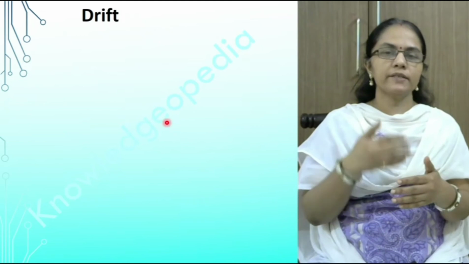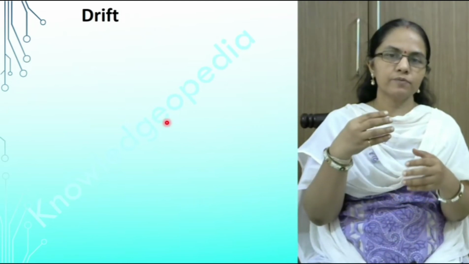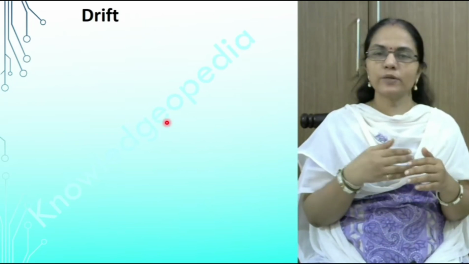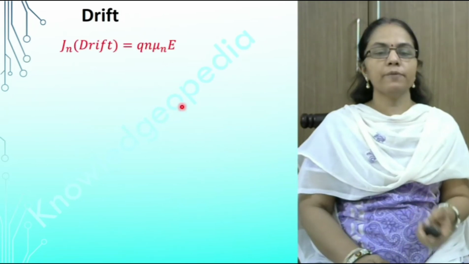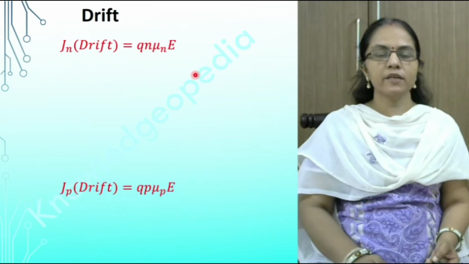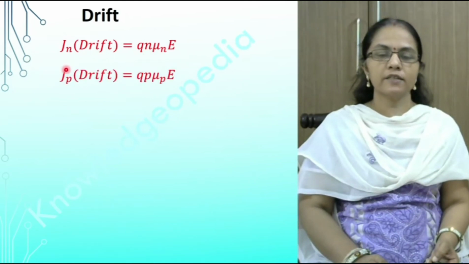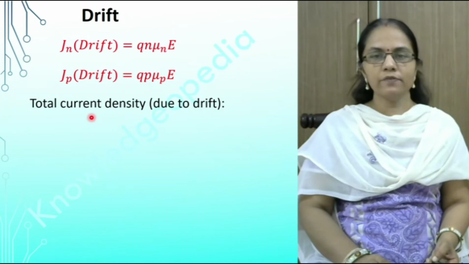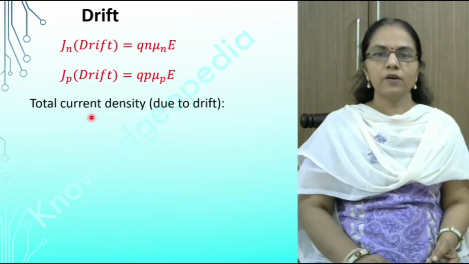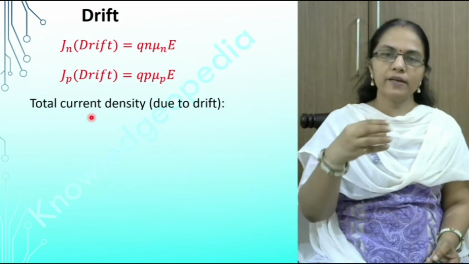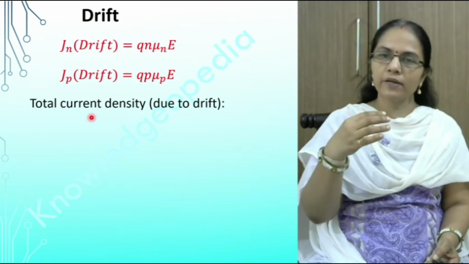Till now, we have calculated the drift current density due to the drift of electrons and holes separately. Now we will see what is the total drift current density. We have obtained the drift current density due to drift of electron is equal to Q n mu N E, and the drift current density due to the drift of holes is equal to Q p mu P E. Now we will see what is the total current density due to drift of both the carriers, that is, electrons and holes. So for electrons and holes we have calculated separately. Now we are going to calculate the total amount. So how can one obtain that?